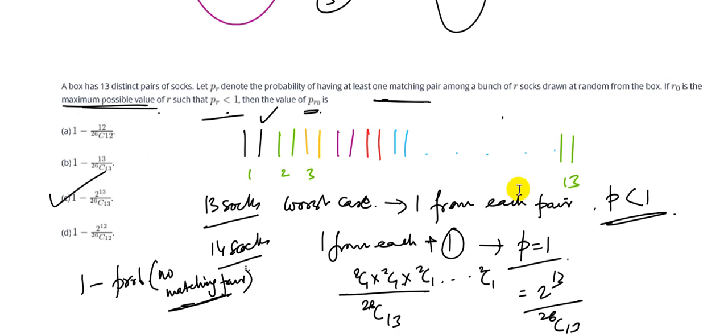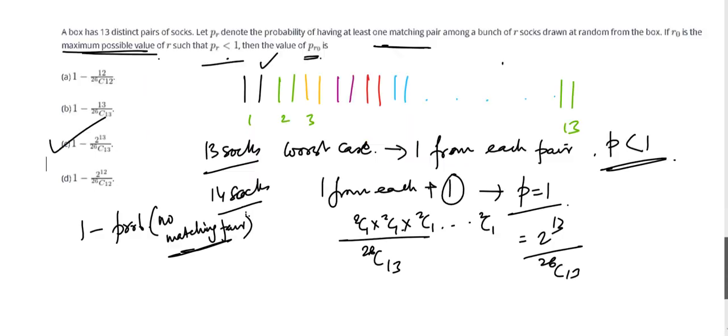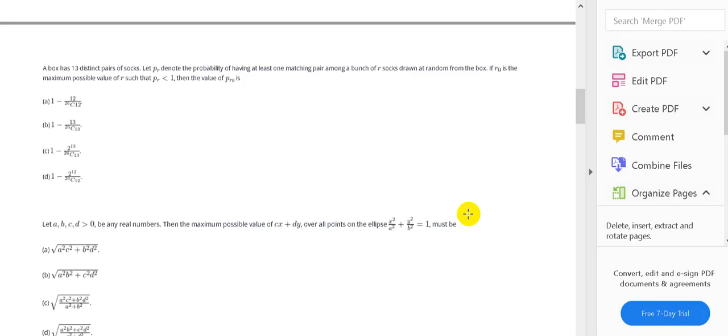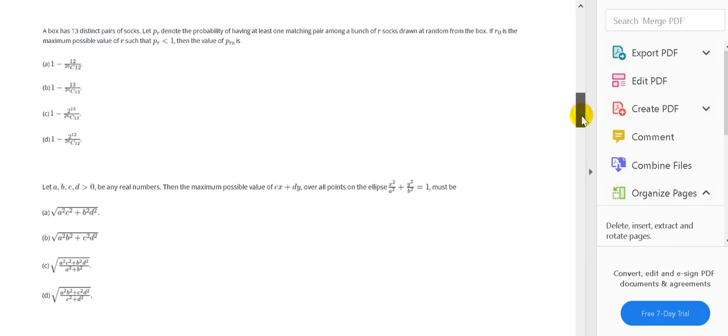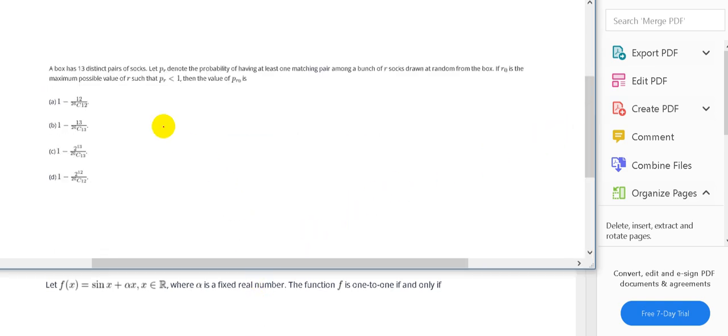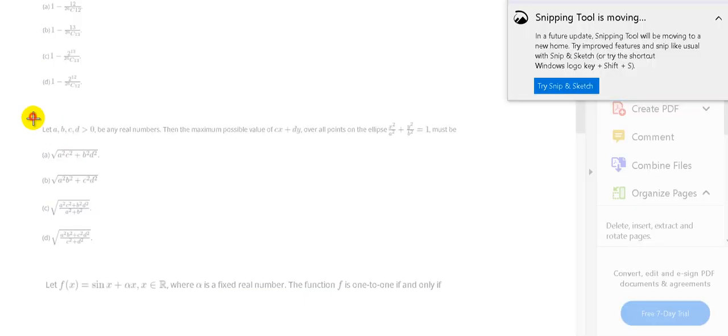See, all I am trying to show you is how to understand the problem. If you understand the problem, then it's very easy, because the problems are based on basic concepts.